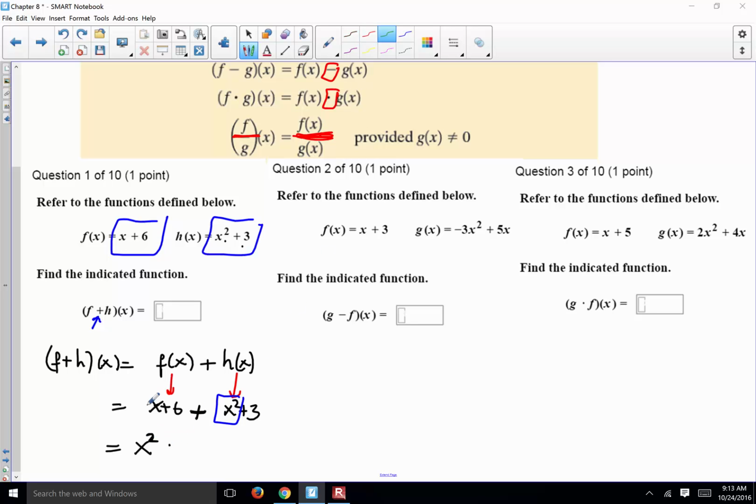Next, what is the next high power term? It's x to the first power, x only. It has no other x like it. So we just copy it here. And finally, there are 2 numbers. As default, numbers are like terms. So we need to add them up, which is 6 plus 3, which is 9. Right? That's it. This is all you gotta do. You have successfully added 2 functions. Any questions?